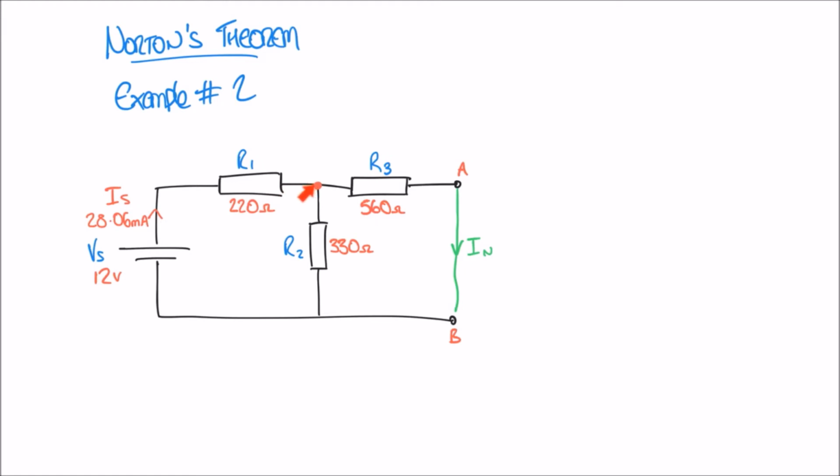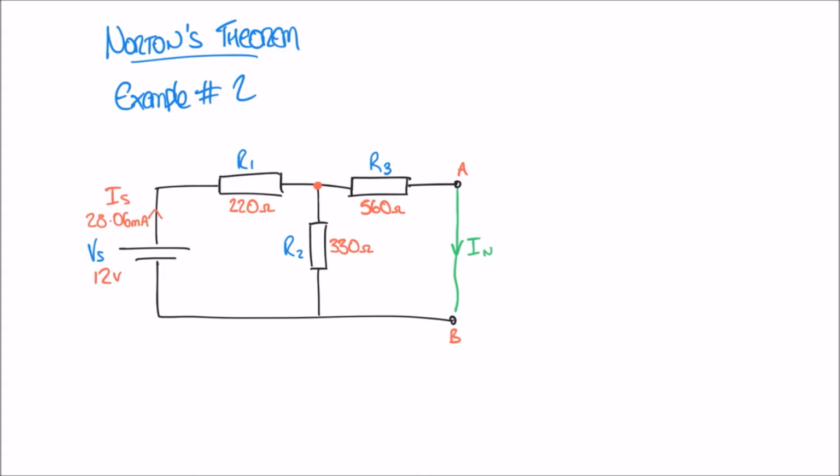Some of that 28.06 milliamps is going to flow through R3 and become our Norton current. But some of that current is also going to flow this way through R2 and back to the supply. There's going to be a split in the current at this point here. And so what we have to do is use the current divider rule to figure out how much of this current, 28.06, actually ends up going through R3 and forming our Norton current here.